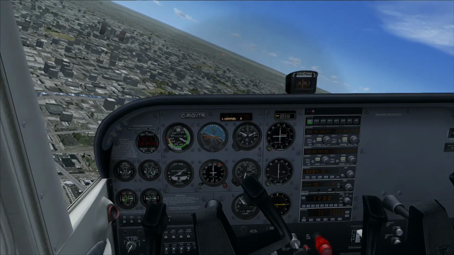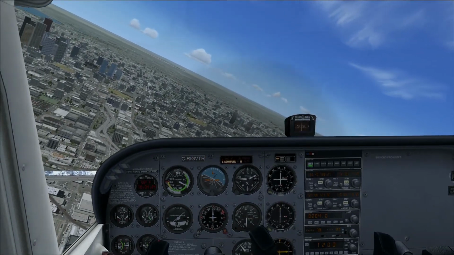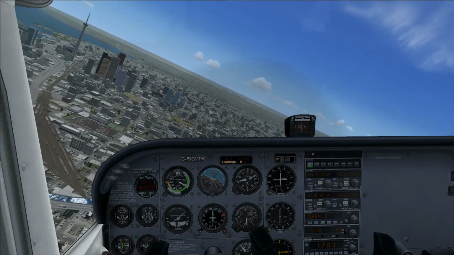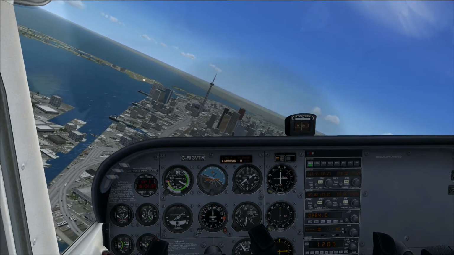That concludes the basic instruments you need to know in order to fly an airplane. Next lesson we'll go over the parts of an airport, why airports are built the way they are, and how to navigate the airplane through an airport.